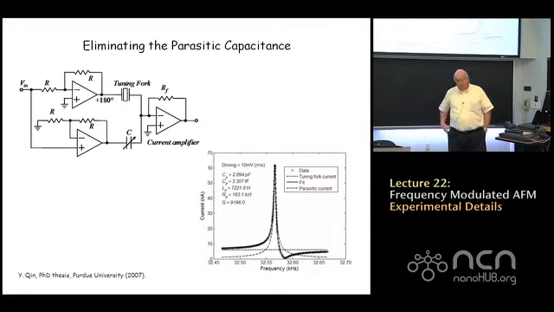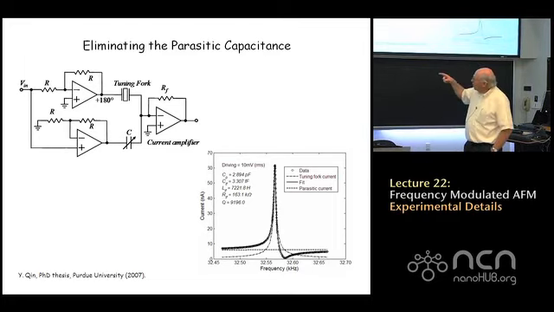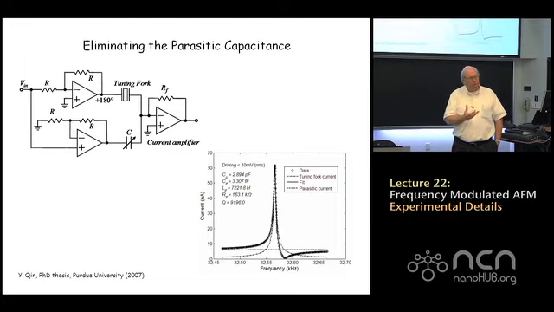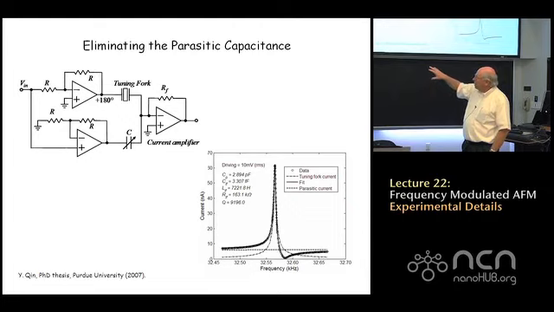It's very easy to eliminate this parasitic capacitance, right? So that anti-resonance feature could be confusing when you're trying to interpret data. So it's useful to try to eliminate it, and one way to eliminate it is to build a compensating circuit.